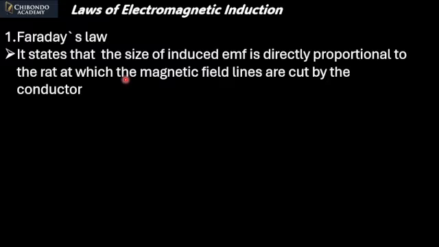If more field lines are cut per second, or per unit time, it means the size of the induced electromotive force is larger. If fewer magnetic field lines are cut per unit time, there will be a small induced electromotive force.